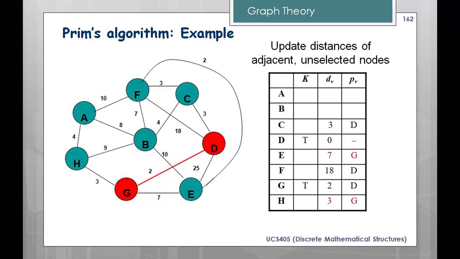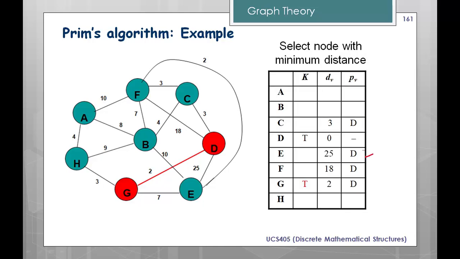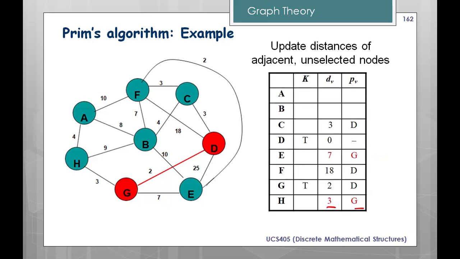H is 3, through the G node. And what about E? E's previous value is 25 through D, you can see it in this table. Right now its distance is 7 through the G node. If its distance is less than the earlier value, then we are going to update it. So now we are going to update this because 7 is less than 25.